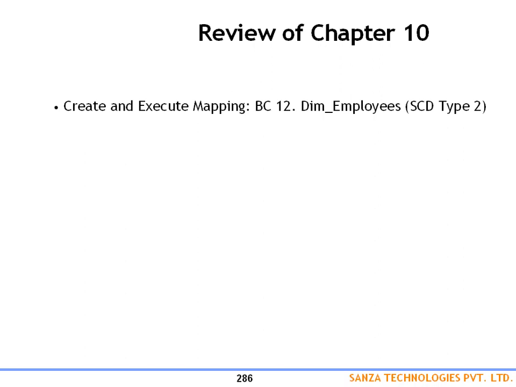Then in the router transformation, the employee surrogate key which is coming from my lookup table, if it does not exist, will have a null value. If it is null, then the corresponding record will be inserted. For that we use the update strategy, along with the sequence generator, and we inserted the data into the dimension table.